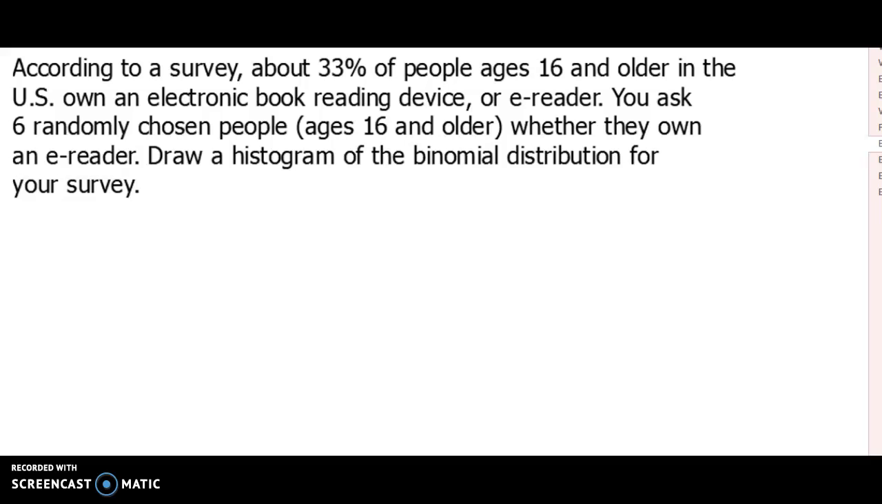Let's look at an example. According to a survey, about 33% of people age 16 and older in the US own an electronic book reading device or e-reader. So here's our probability. You ask 6 randomly chosen people ages 16 and older whether they own an e-reader. So 6 is the total number of participants asked, our N. Our success would be they own an e-reader. We want to draw a histogram of the binomial distribution for this survey.